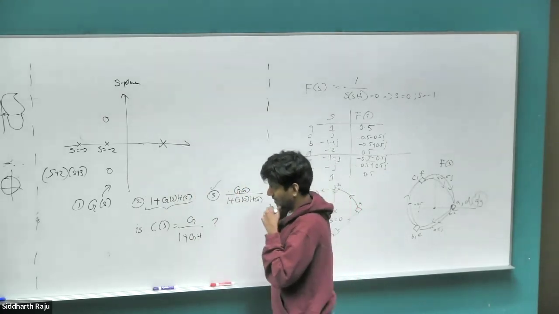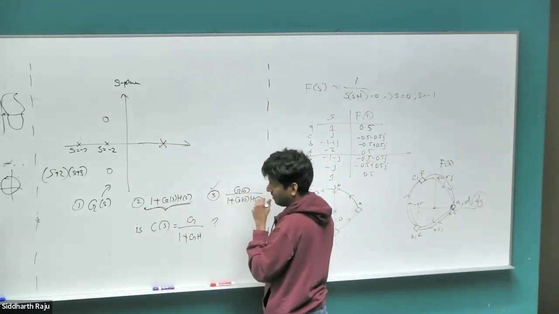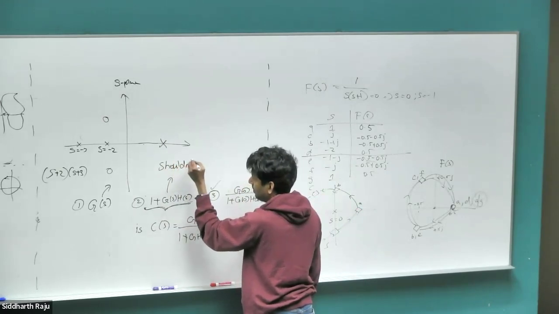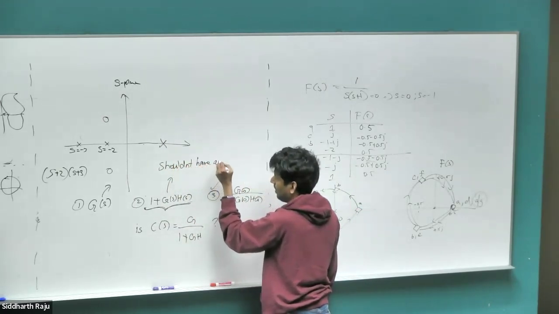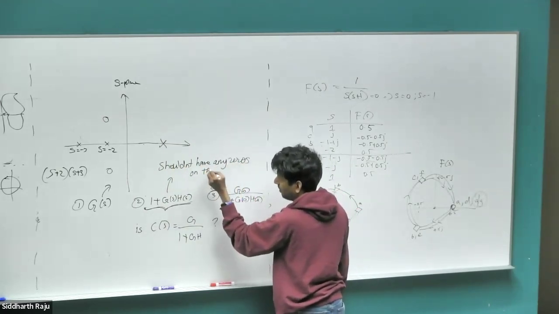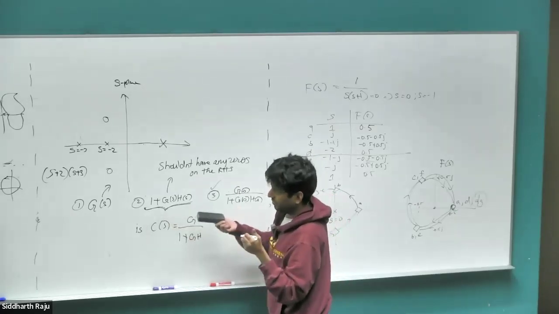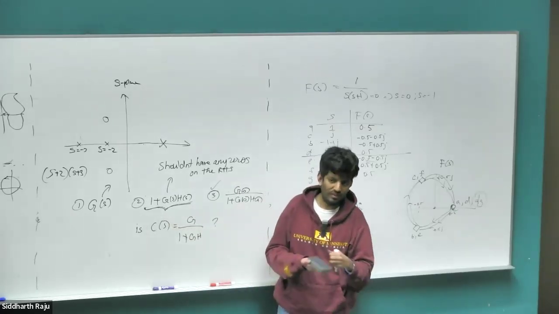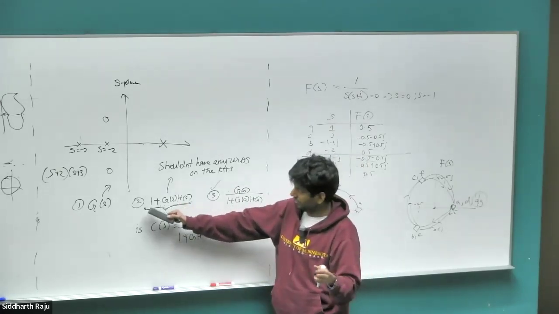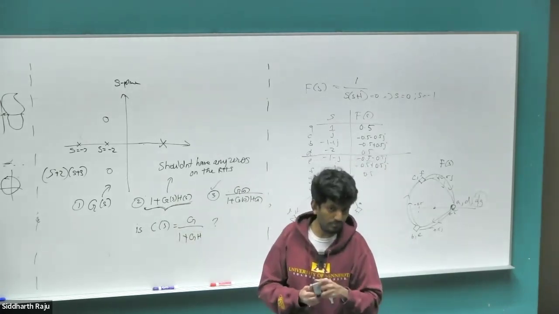So what we can say is that looking at this plot, for 1 plus g of s h of s, we can say it shouldn't have any zeros on the RHS. We are not interested in the stability of 1 plus g of s h of s by itself, right? It has absolutely no physical meaning or any use to it. Because this is just the denominator term of the closed loop transfer function that we are interested in.